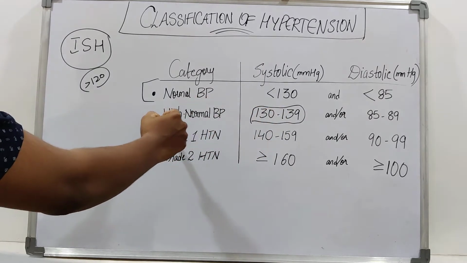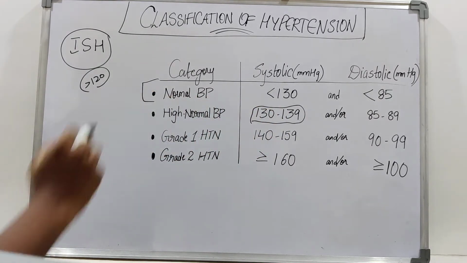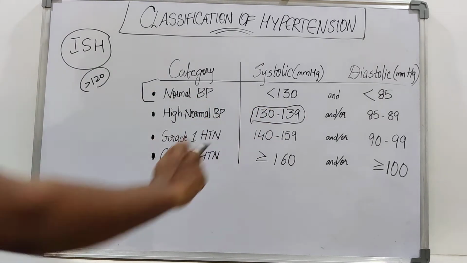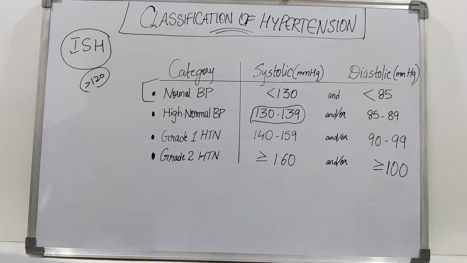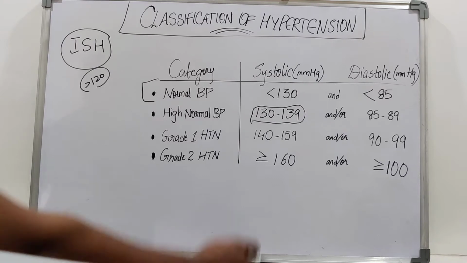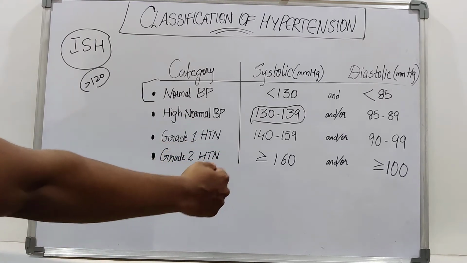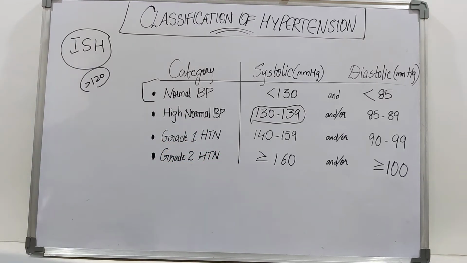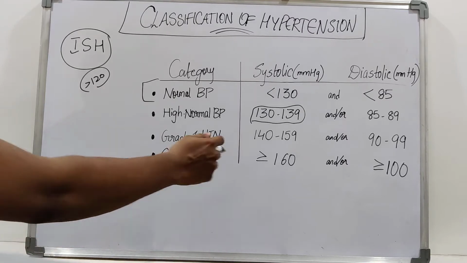This range they are considering as high normal BP, whereas grade 1 has been modified to 140 to 159 as systolic blood pressure and 90 to 99 of diastolic blood pressure. Whereas in grade 2 hypertension, they have considered greater than or equal to 160 millimeters of mercury of systolic blood pressure, and if diastolic blood pressure is greater than 100, they have considered it as grade 2 hypertension.